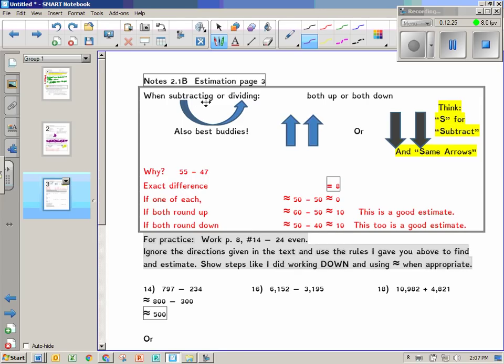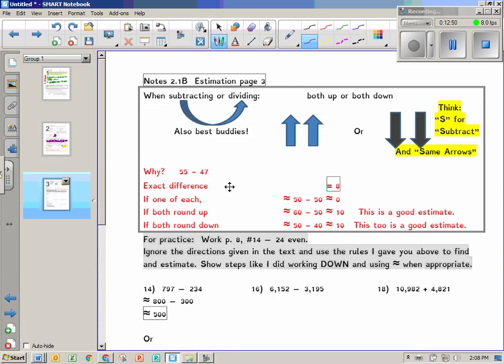So when I'm subtracting or dividing, these are best friends because dividing is just repeatedly subtracting. So for this one, just think S for subtract, and you need the arrows to be the same. So A for add, alternate; S for subtract, same. So you either want both of them up or both of them down.